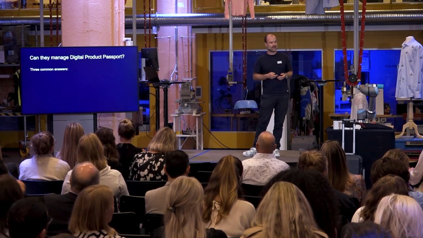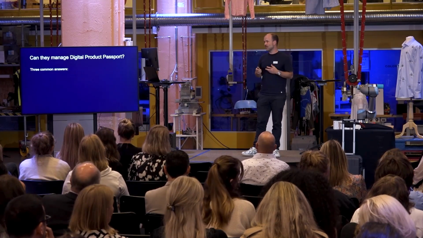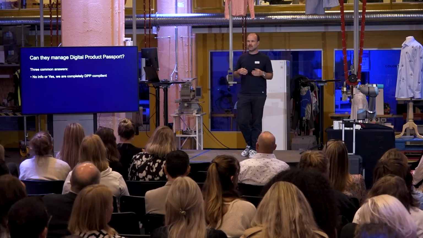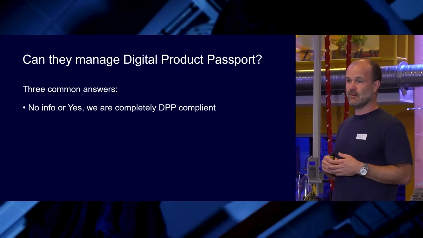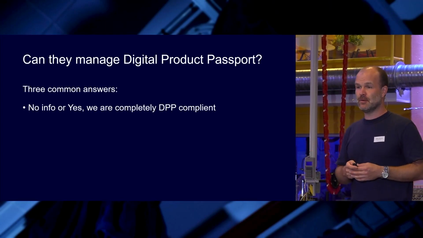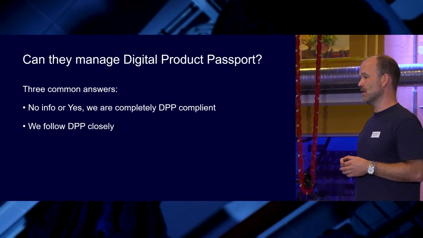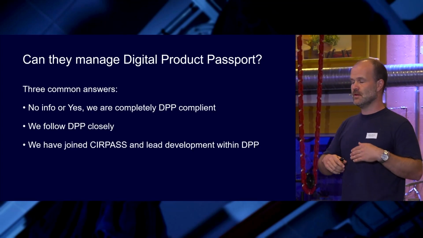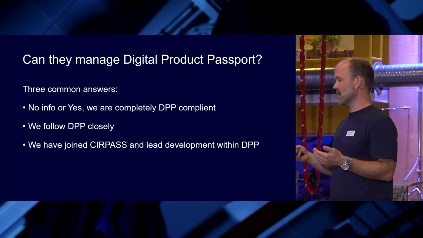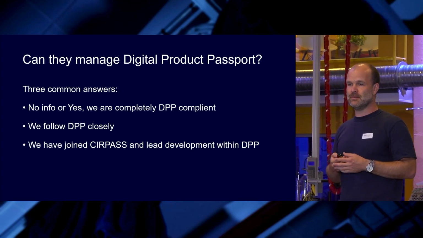Also very important right now is, can they manage digital product passports? The three most common answers are: there's no info, or yes, we are completely DPP compliant, and then you can just assume that they're not, because very few people know what DPP will be like. Then some say, we follow DPP closely, which is sort of better. But the best is, of course, if that tool has joined, for example, Circulor, and is involved in the development of the DPP.